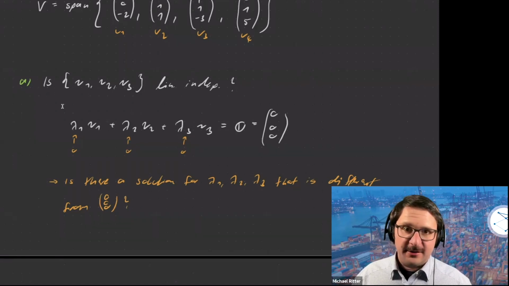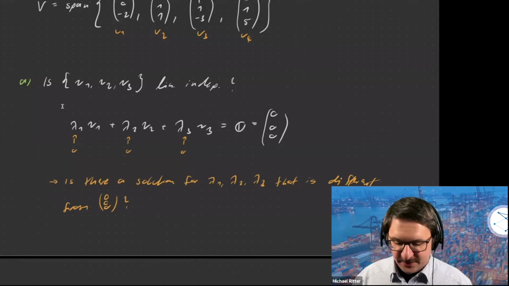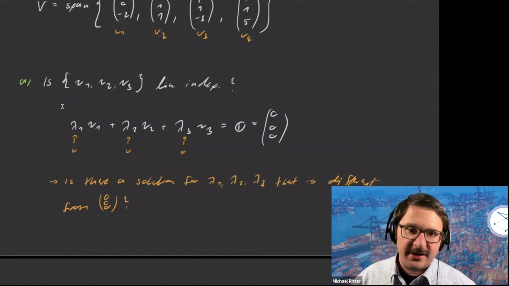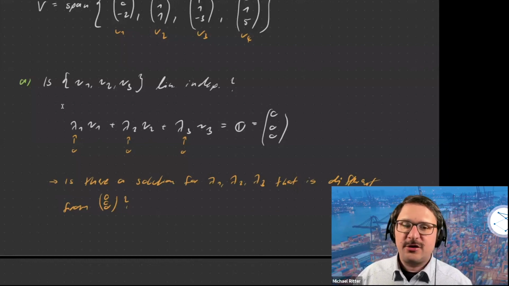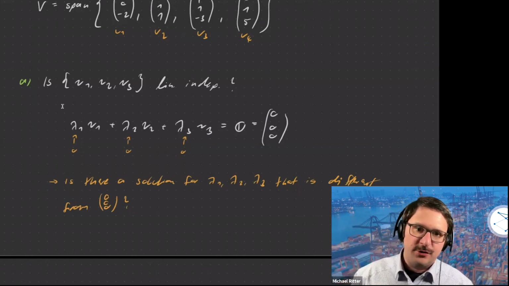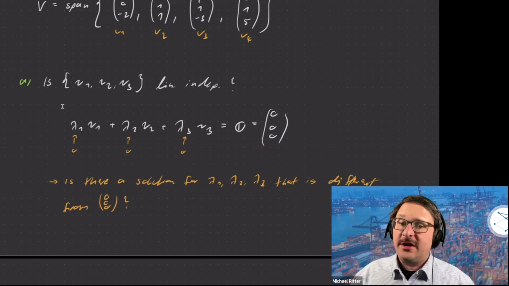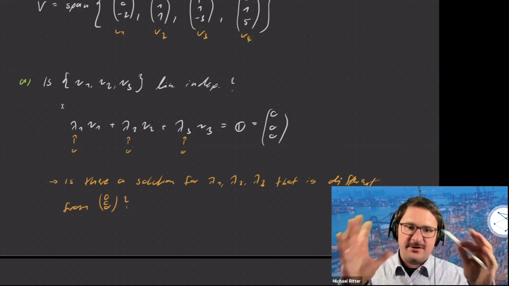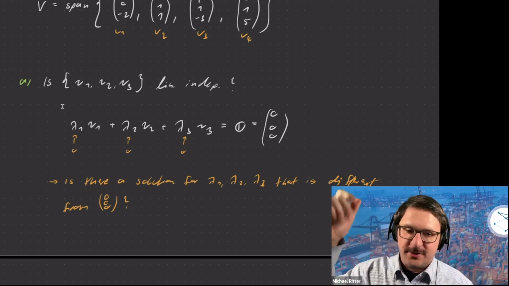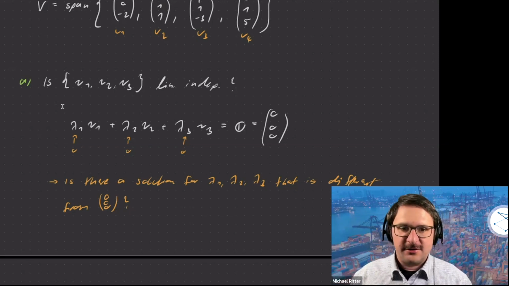And if they are linearly dependent, so if there is such a solution, then of course there is at least one lambda that is not 0. And that means we could solve for that vector. So that vector is a linear combination of the other 2. And that means we don't really need that vector to generate the span of V1, V2, V3. We could just throw that one out. So in that sense, the vector would be redundant.